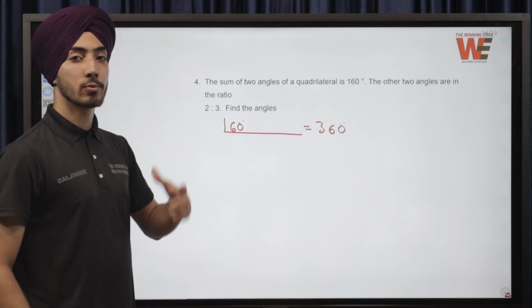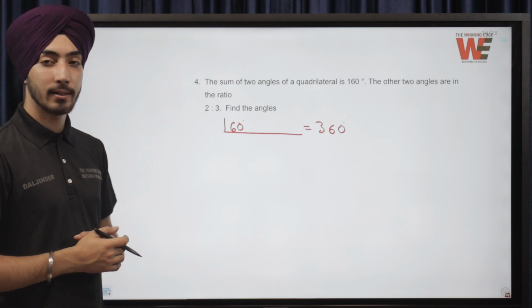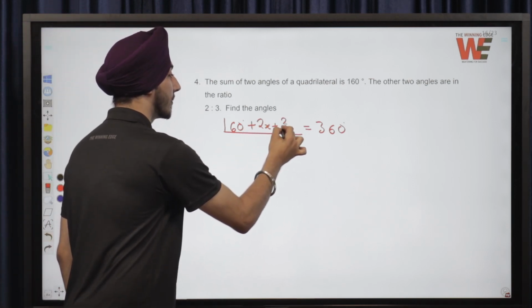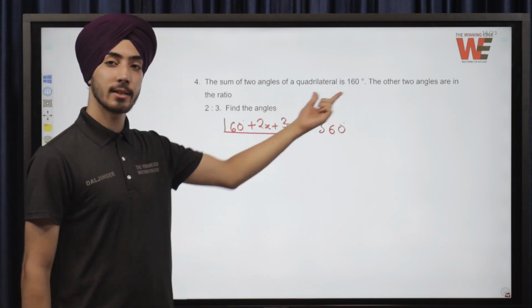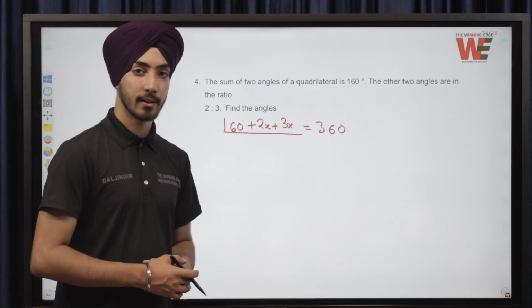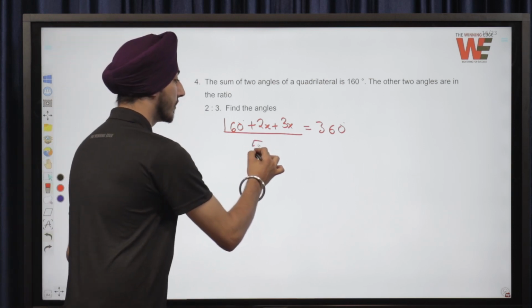As I told you with the ratio questions, you have to add x to the ratio. The other two angles are in the ratio 2 and 3. So we'll write down here 2x and 3x. So we have a total of 4 angles. The first two angles are 160, the other angles are 2x and 3x. And on adding, it gives us 360 degree, right? 2x and 3x will give us 5x. So 5x will remain here.